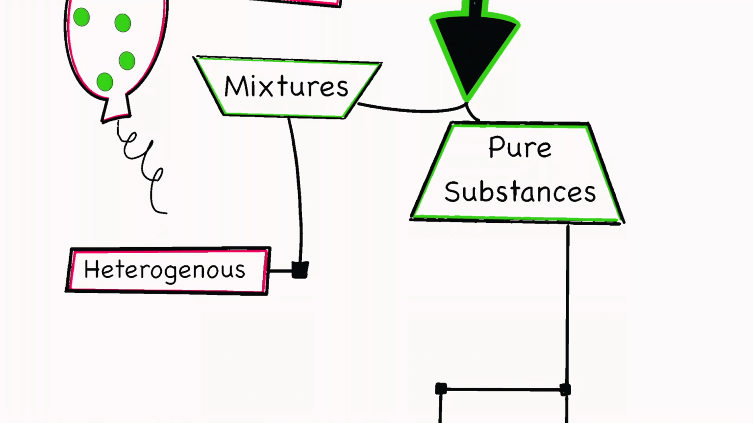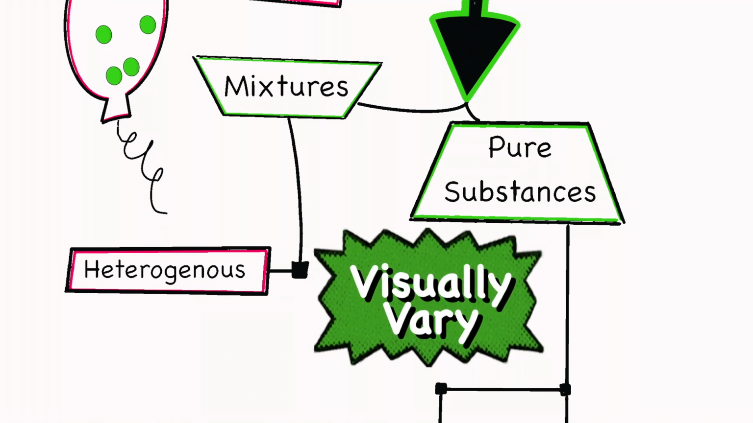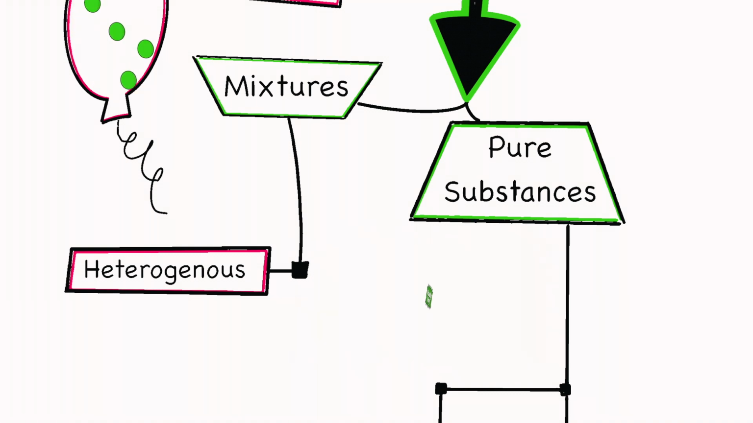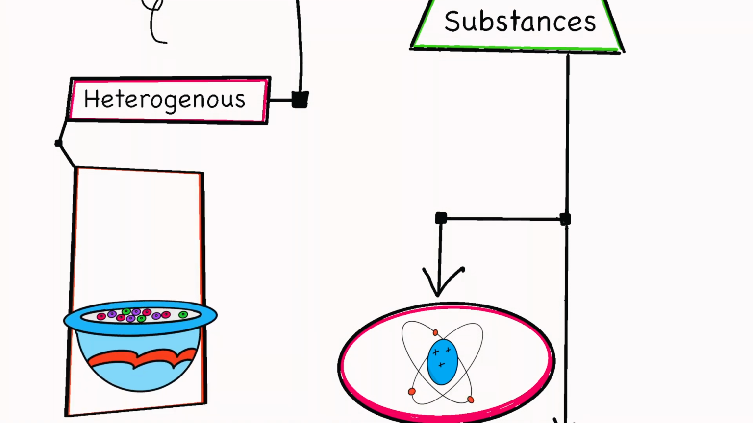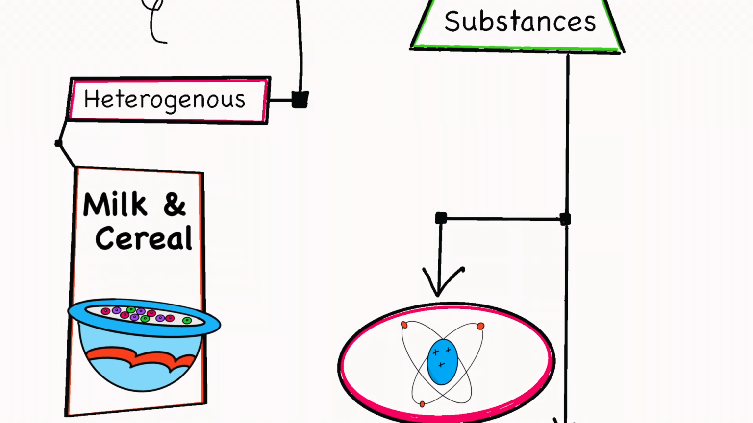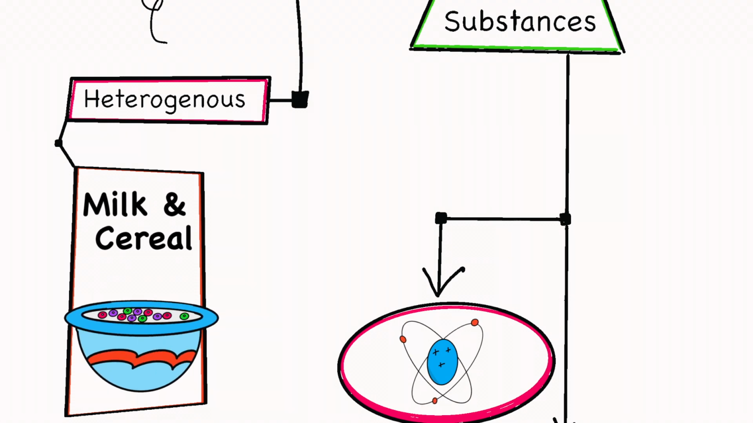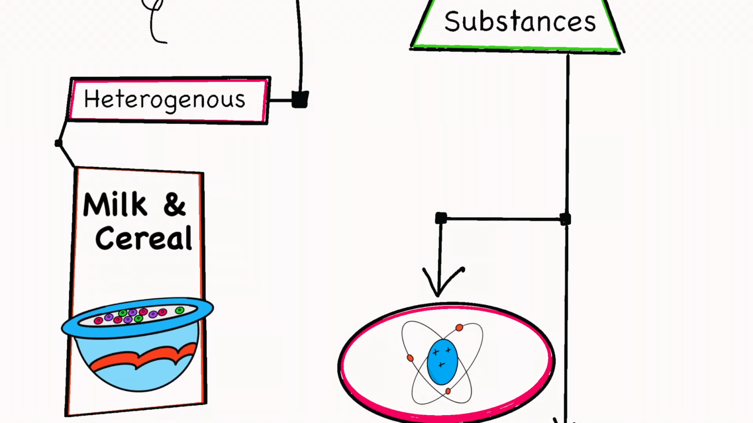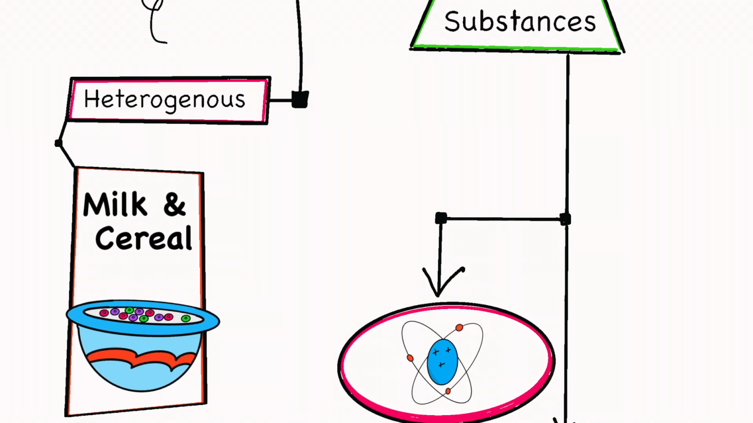These types of mixtures will visually appear to vary from sample to sample. In other words, you can see the different components this substance is made up of. Let's use the example of cereal to illustrate this. You can visually see the two different types of components, the milk and the pieces of cereal. As I eat my cereal, the ratio of pieces of cereal to milk will vary from spoonful to spoonful.